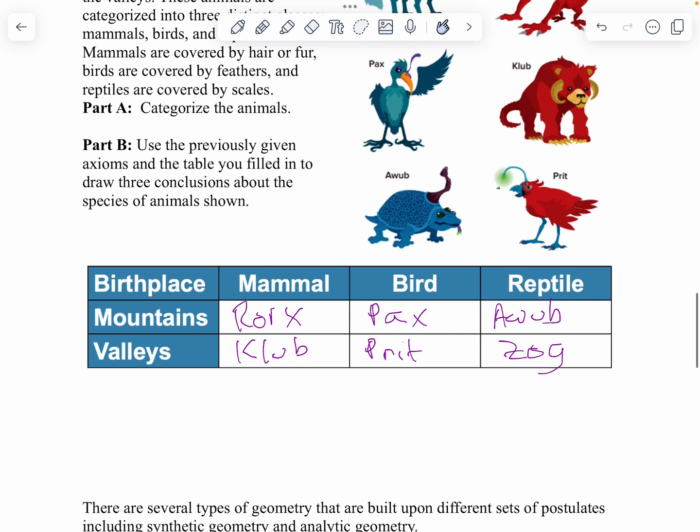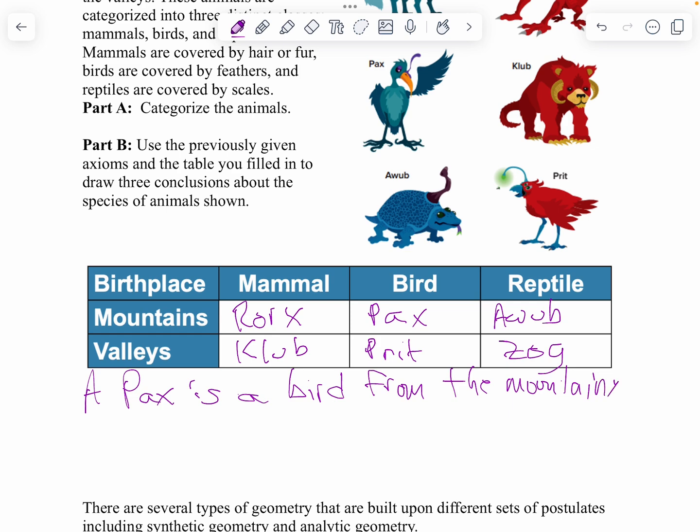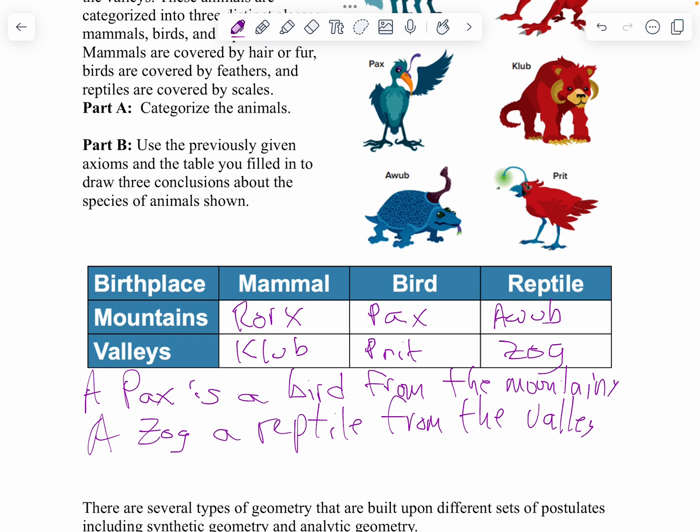Then what we want to do is write three conclusions about the species of animals. I can just pick three from my table, and I'll say a Pax is a bird from the mountains. A zog is a reptile from the valley. And we'll say a prit is a bird from the valley. I could do this with all six of them; I only did three of them here. Just make a conclusion based on what we wrote in our table.